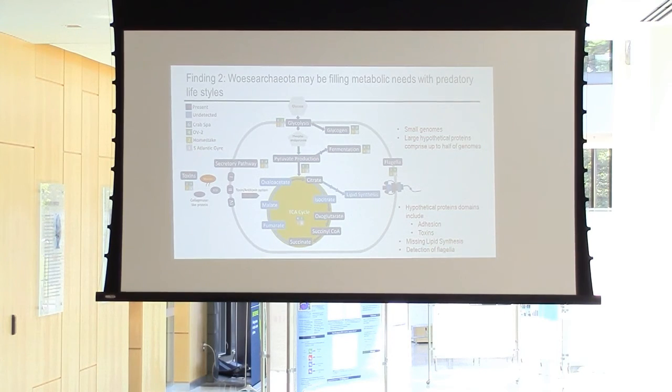This is a composite cell diagram that I drew of all of Wolfsarchaeota. Dark blue are pathways we found, light blue are pathways that we didn't find. The first thing was we determined that Wolfsarchaeota have small genomes, like has been found in the literature. But up to half of these genomes are composed of hypothetical proteins. Essentially, we don't know their function. And these proteins have putative toxic and adhesive domains, which is pretty cool.